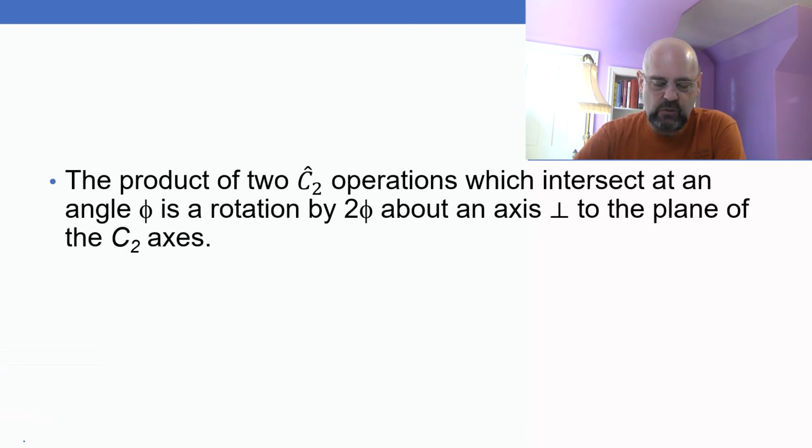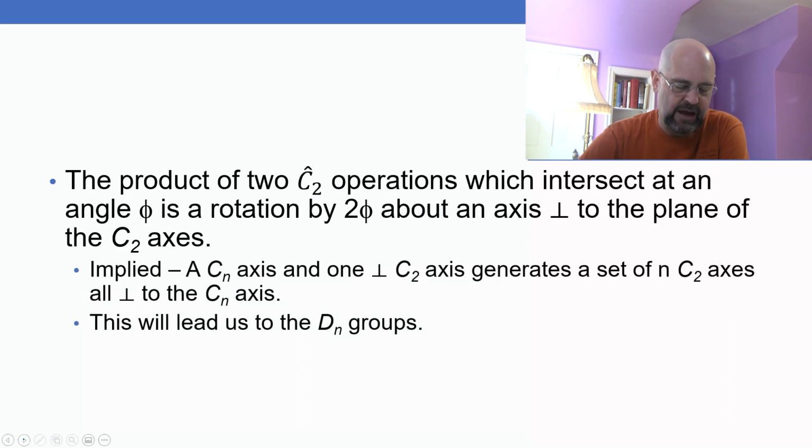The product of two C2 operations that intersect at an angle phi is a rotation by 2 phi about an axis perpendicular to the plane. Let's see if we can decode that. If I have a CN axis, here's my CN. Imagine that I have a C2 perpendicular to it. That's going to generate another set of C2 axes, which are all perpendicular to the axis.